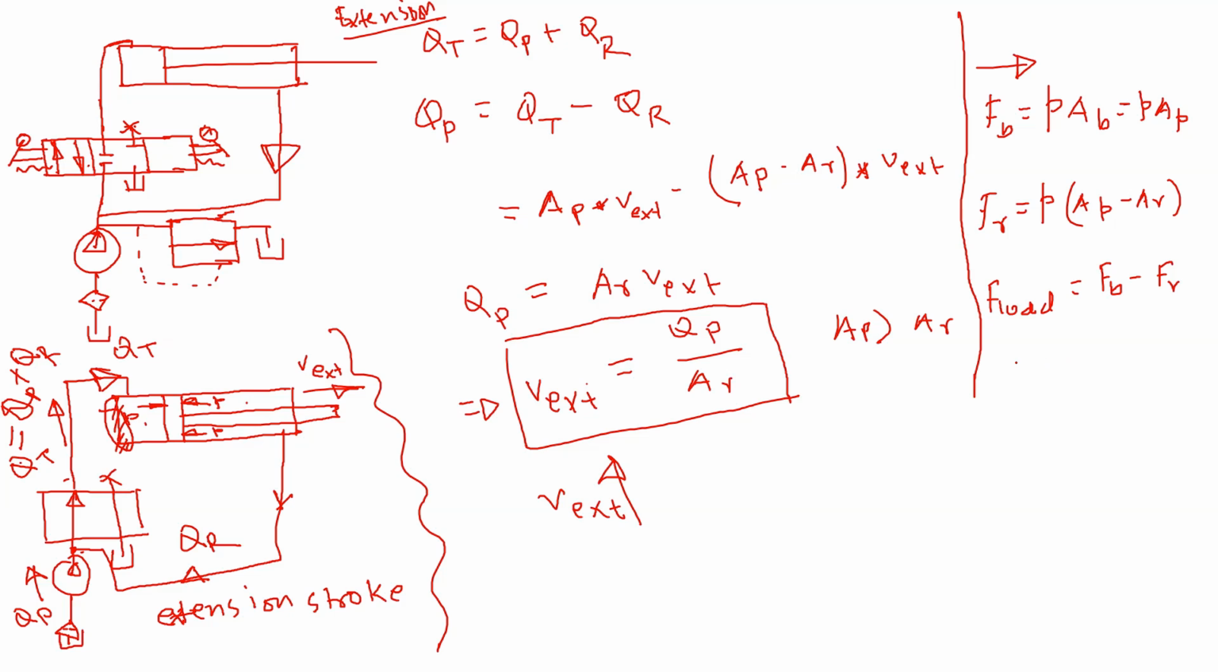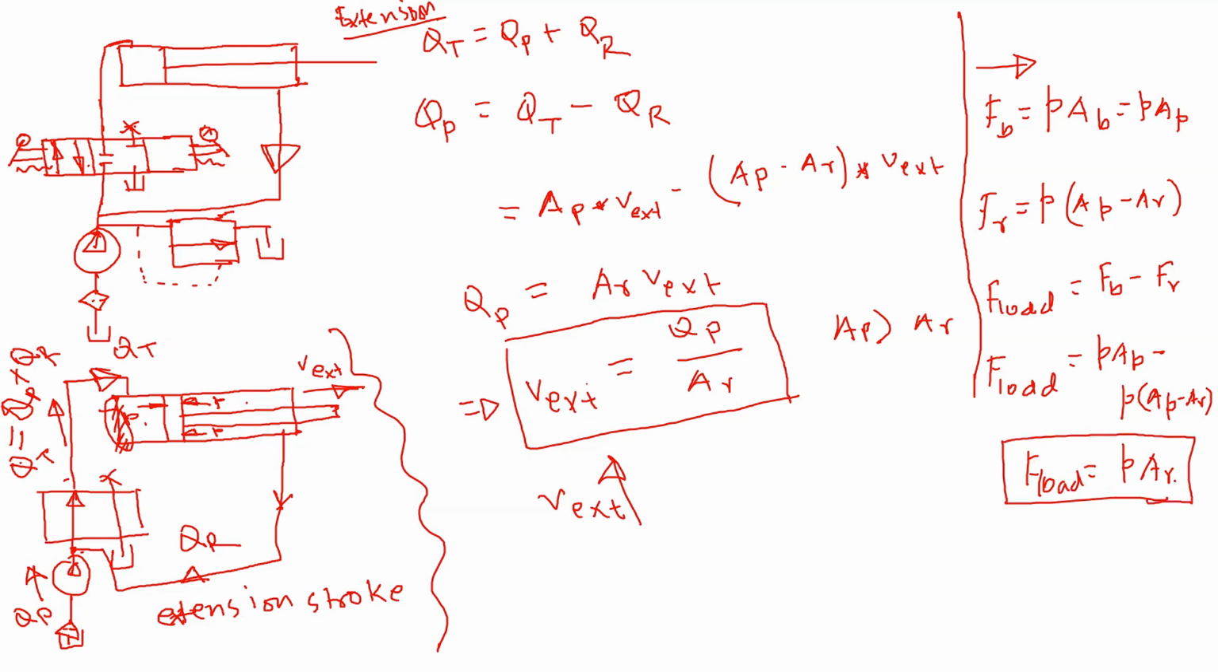So if we do this calculation, let's put all these values. F load will be PAP minus pressure times AP minus AR. So as a result, I will have PAR. So that is the load. As you can see, the load significantly decreased because the cross-sectional area of the rod is smaller. So velocity increases, force carrying capacity decreases.